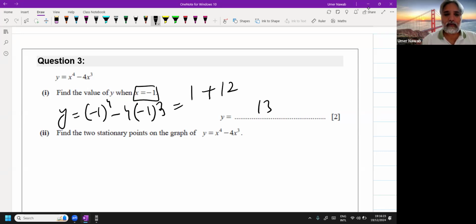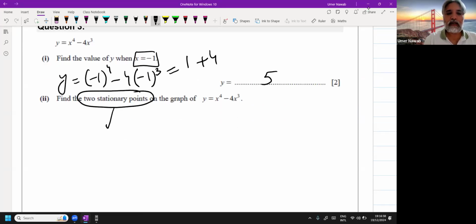Is it 1 or 3? Let me check it again. No, it's a power of 3. It's power 3. So it leaves behind 1 plus 4. So it will give you 5.